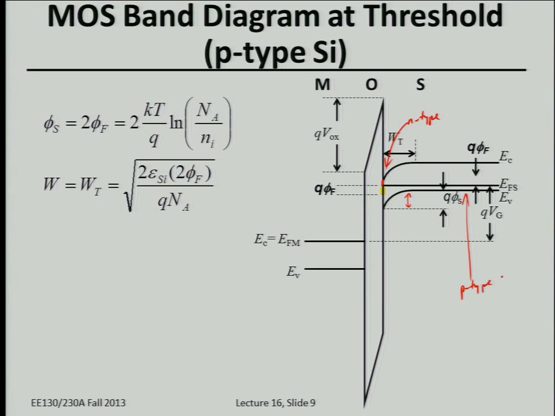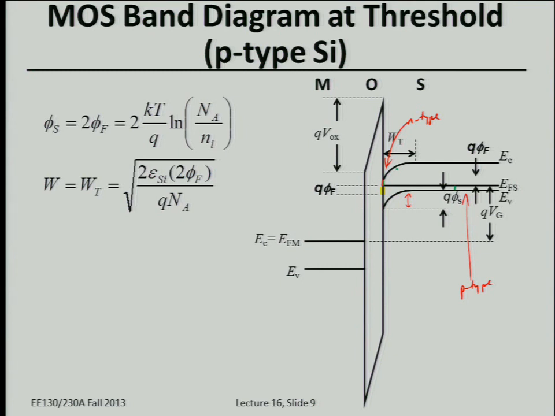Okay, so if this distance between the Fermi level and the valence band edge is the same as this distance at the surface between the Fermi level and the conduction band edge, we say that the surface has become strongly inverted, so that it is just as much n-type at the surface as it is p-type in the bulk. This is what we define, and it's a little bit arbitrary, as the threshold condition, the threshold of strong inversion, technically.